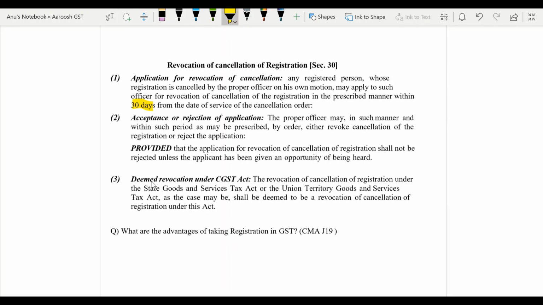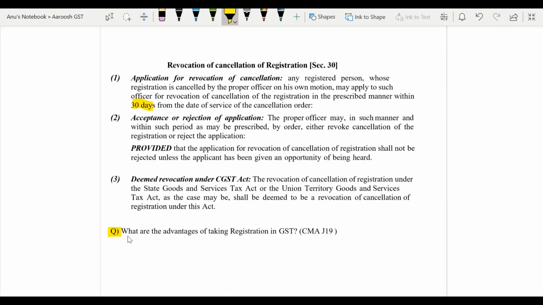Third, deemed revocation under CGST Act. The revocation of cancellation of registration under the State Goods and Services Tax Act or the Union Territory Goods and Services Tax Act, as the case may be, shall be deemed to be a revocation of cancellation of registration under this Act.